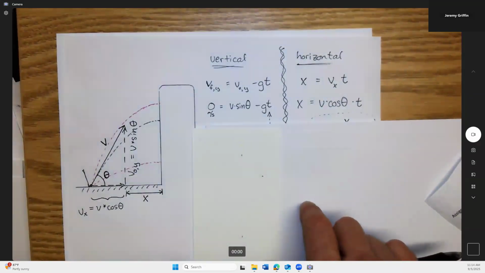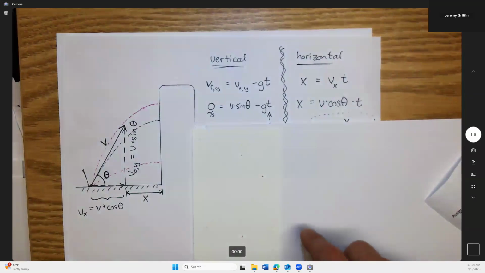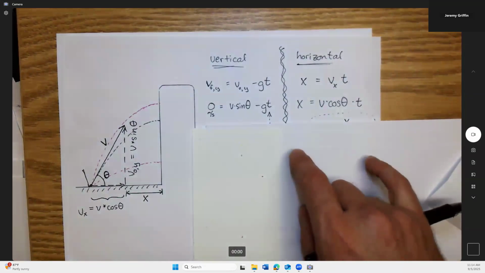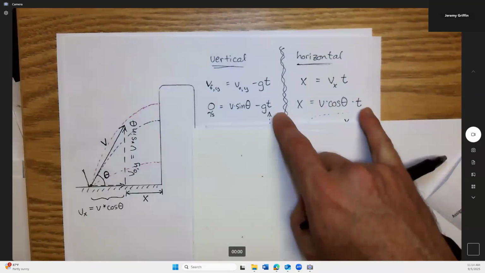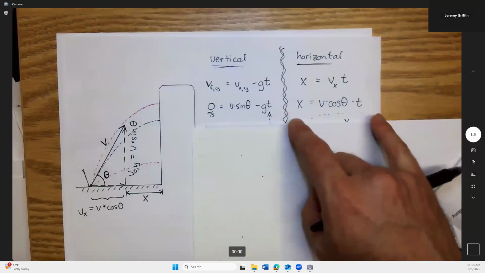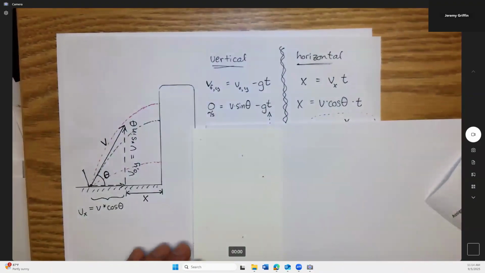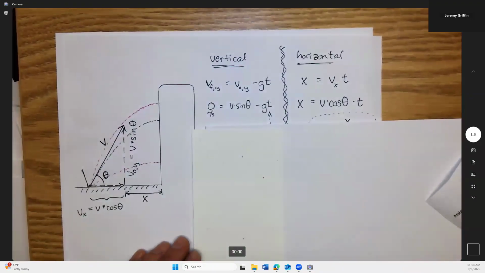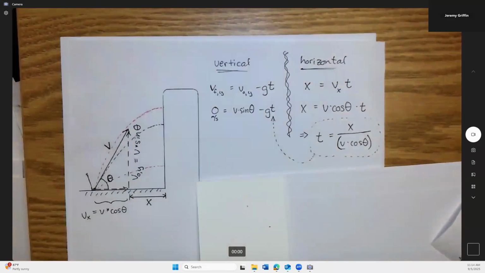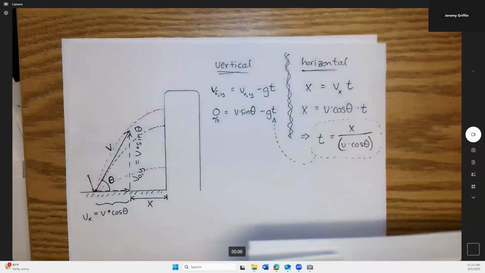Do you guys see where this is all coming from? Again, I don't know if I'm telling you guys too much, but I see a t here and a t here. Could you rearrange one of these in terms of t and substitute it into the other one? Could you do that? Okay, great. I'm getting you like 80% of the way there. And now there's a few algebra steps after that, but that's the main physics.